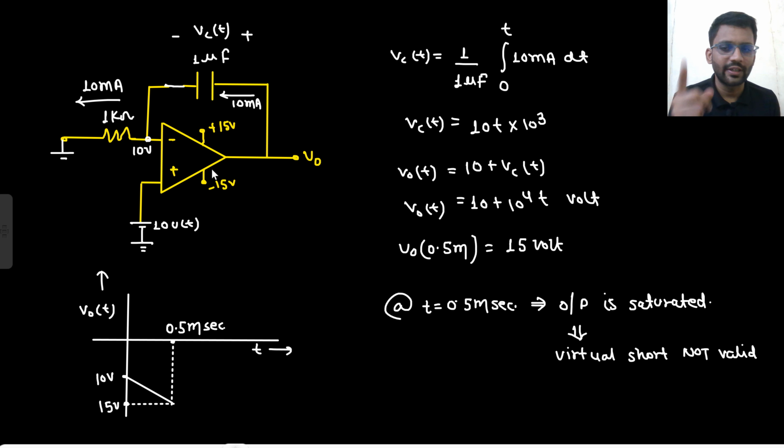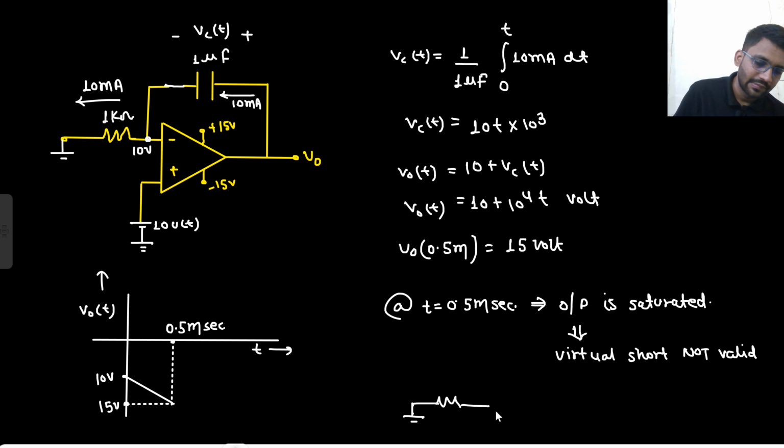If the concept of virtual short is not valid, then what will happen? It will behave simply as an RC circuit only. So this Vx node will not be at 10 volt now, because output is saturated. So this will become a simple RC circuit, because whatever current is flowing through the R, the same current is flowing through the capacitor.